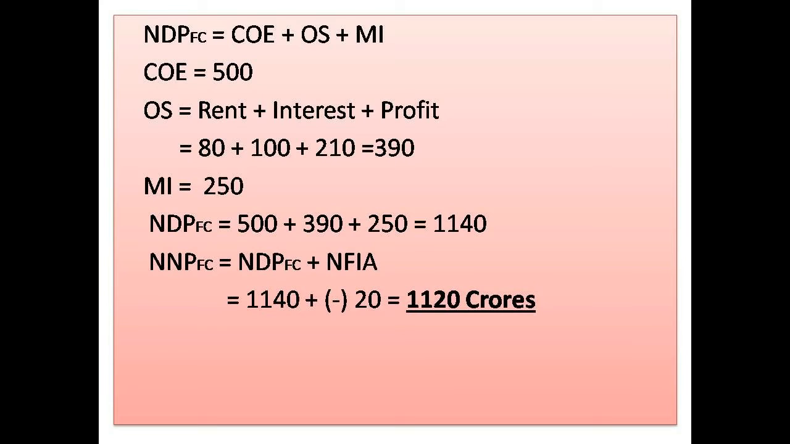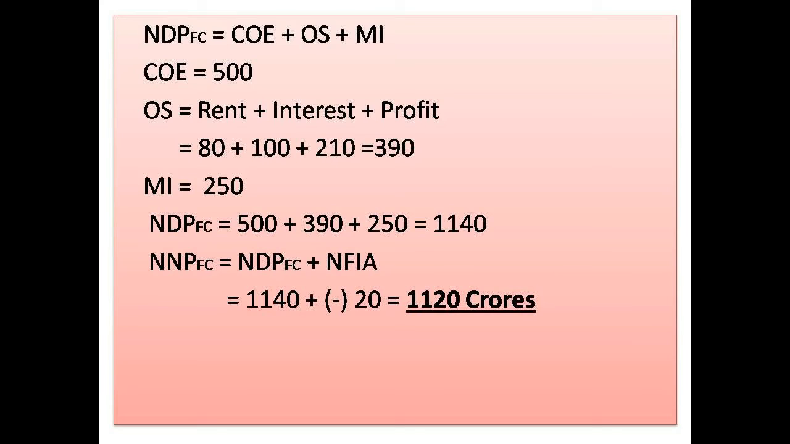NDPFC we know is COE plus OS plus MI. COE is directly given, it is 500. OS is equal to rent plus interest plus profit. Rent is 80, interest is 100, profit is 210. So we get 390 OS. MI is given, 250. NDPFC is equal to COE plus OS plus MI. That means 500 plus 390 plus 250. We get 1140. So NDPFC is 1140.